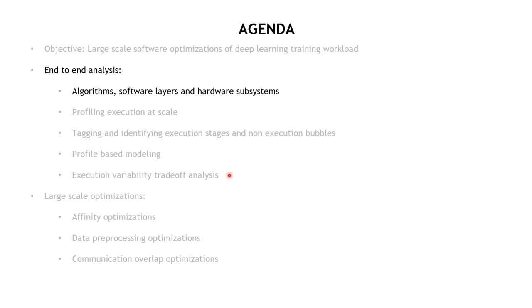As part of the end-to-end analysis, we're going to start by providing an overview of the architecture of the software layers in the ResNet 50 training workload and the hardware subsystems involved in the DGX cluster when we run the workload at scale.